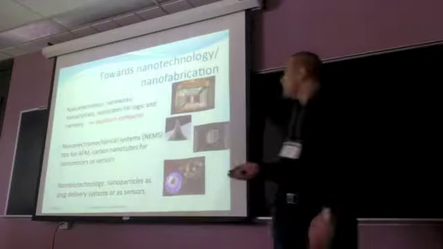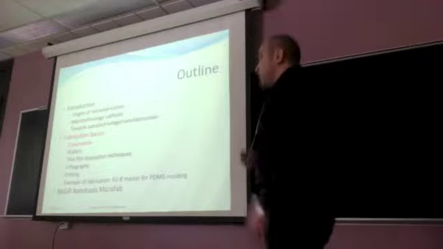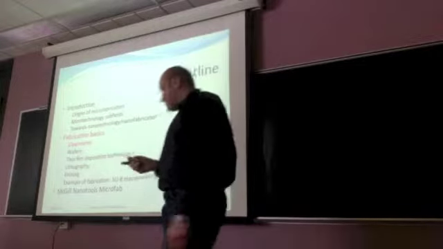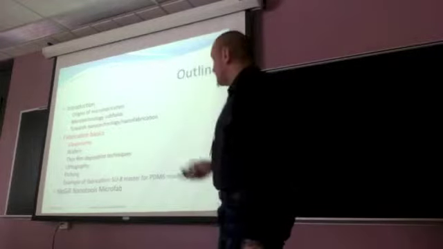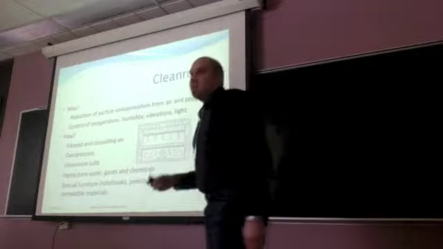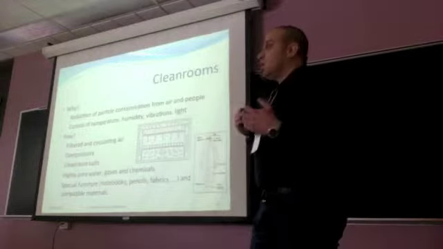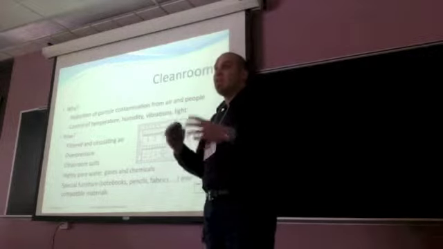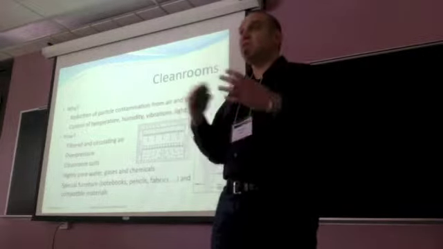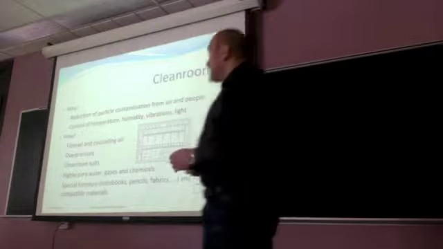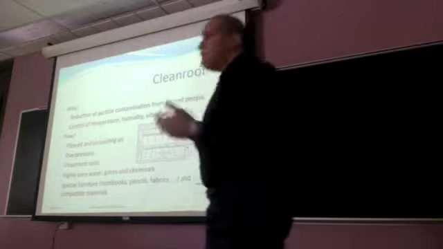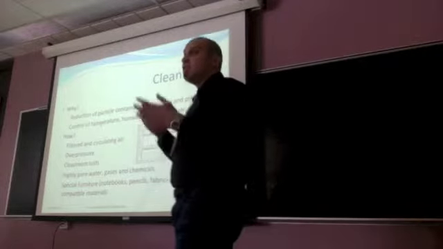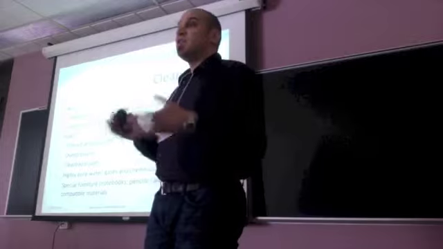To fabricate these micro and nanostructures, we need a controlled environment. Why a controlled environment? First we need to reduce the number of particles, because dust particles are very large compared to micro and nanostructures and they can destroy these structures. And any fluctuation of humidity, temperature, or vibration can affect the photolithography process to define new patterns. So it's very critical.